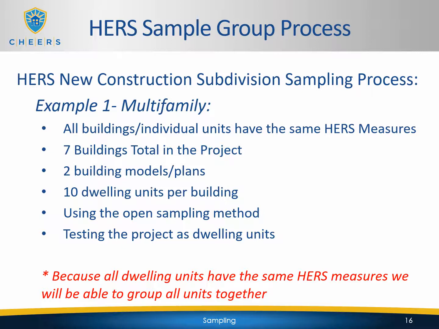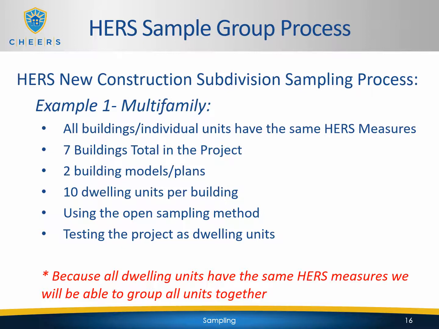So for our first example, all dwelling units will have the same HERS measures. This means that we will be able to group all the buildings together. Dwelling units from one building can be grouped with dwelling units from a separate building. So we are going to have 7 buildings total in the project.